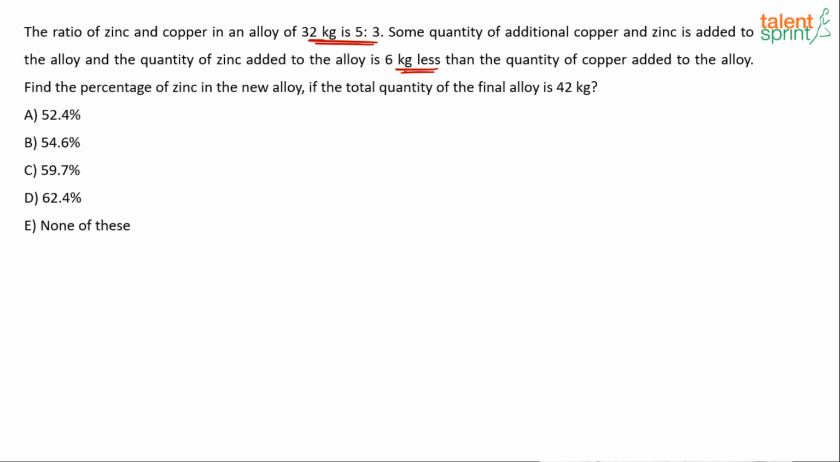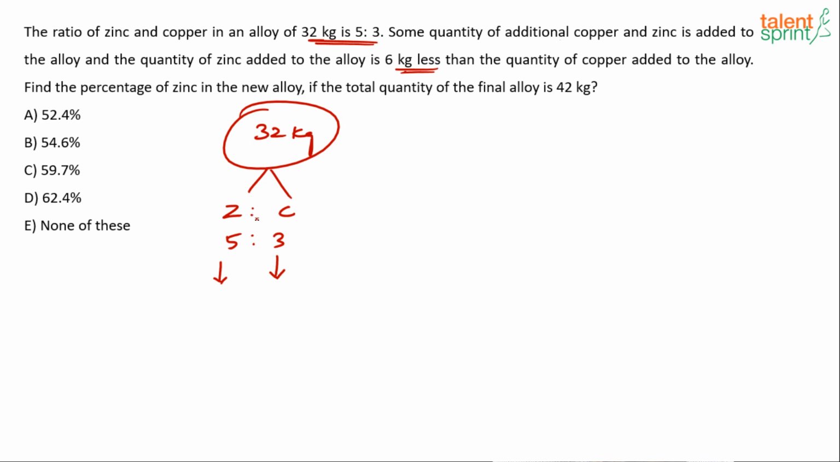Okay, looks like a long question, but almost all the details are given there. See, what does he say? The ratio of zinc and copper in an alloy. There is an alloy of 32 kgs, right? In the zinc and copper ratios, zinc is to copper, the ratio is 5:3. So can you tell me how much is zinc and how much is copper? We have learned this in our basics of ratios, right?